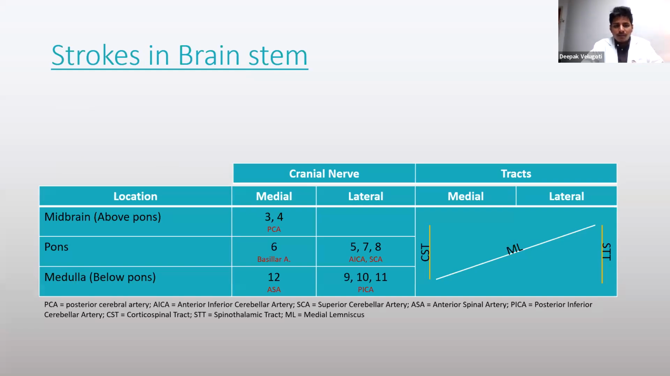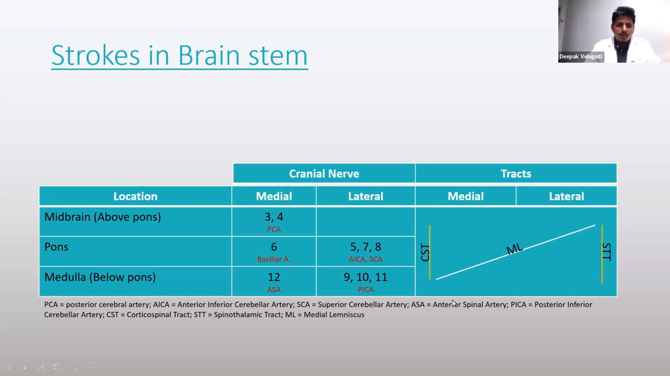So in case of medial syndromes, if the posterior cerebral artery gets involved, the patient will develop 3rd, 4th cranial nerve palsies along with the involvement of corticospinal tracts. In case of basilar artery occlusion, the patient will develop 6th cranial nerve palsy along with the corticospinal tract involvement. In case of anterior spinal artery occlusion, the patient will develop 12th cranial nerve palsy along with the corticospinal tract and the medial lemniscus.